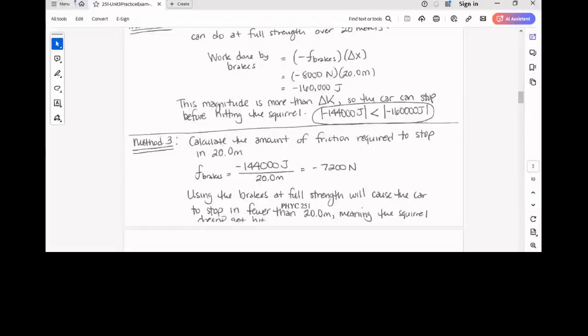And method number 3, I can figure out how much friction is required in order to bring the car to rest in 20 meters. This actual braking force is different than the 8,000 newton braking force that we were quoted above. It takes, again, the amount of kinetic energy that the car has to lose in order to come to rest, and it divides it by 20 meters. So I have a negative force, which makes sense, but the magnitude is below the maximum that the brakes can provide. So if you apply the brakes at full strength, that means that the car is going to stop in fewer than 20 meters. So the squirrel doesn't get hit.